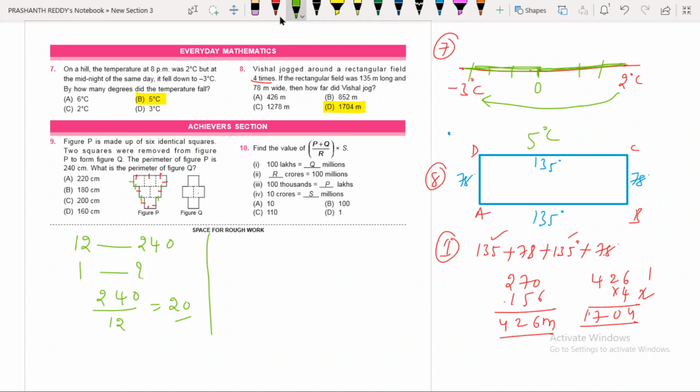Now we are asked to find out the perimeter of this one. In order to find out the perimeter of this one, first identify how many sides are there.